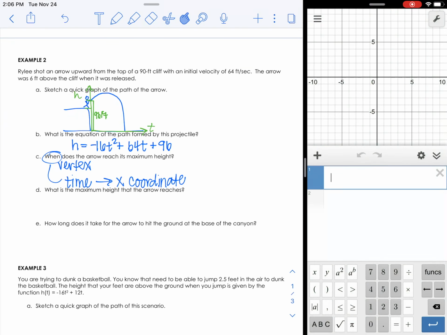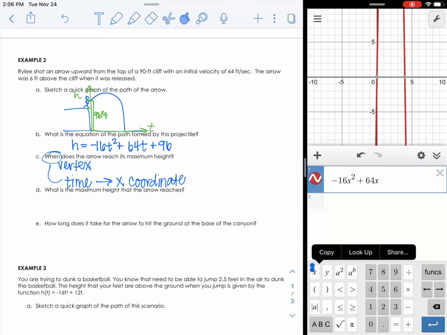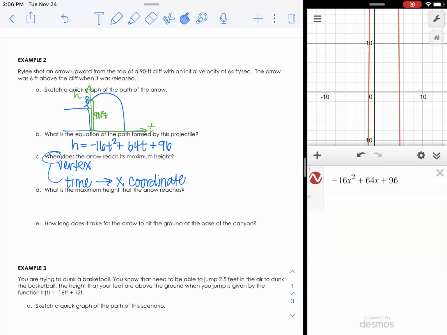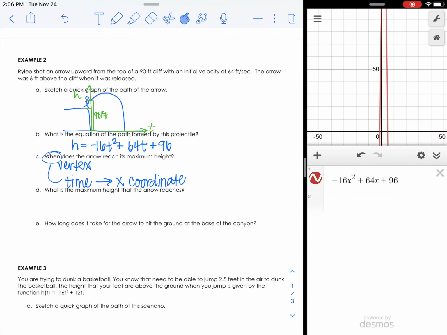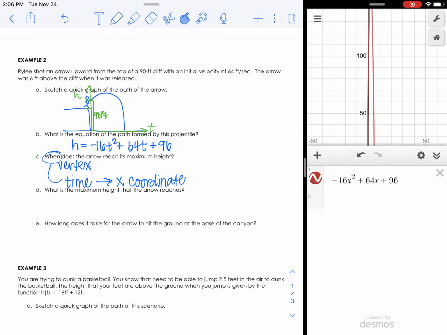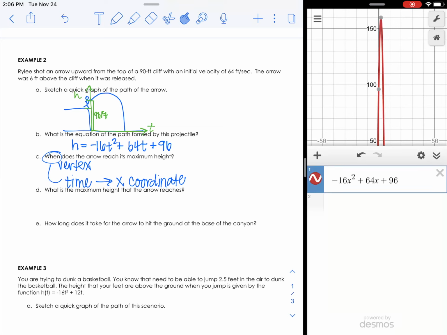Okay, so now we've got negative 16x squared plus 64x plus 96. So if we shrink our graph, we can see it goes up so high. Okay, we're looking for this vertex point, which is the point 2, 160. So that tells me after 2 seconds, it reaches its max.